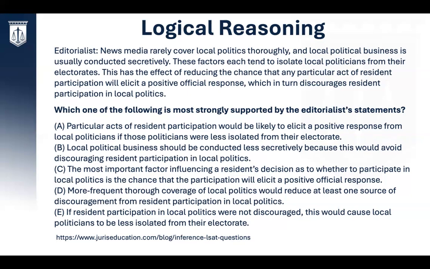Chris, you liked B. Oneida, you liked B. This option introduces the idea of what should be true. That should always set off your alarms. But the LSAT focuses strictly on what is true based on the stimulus. Since the stimulus doesn't discuss what ought to happen, this answer goes beyond the scope.